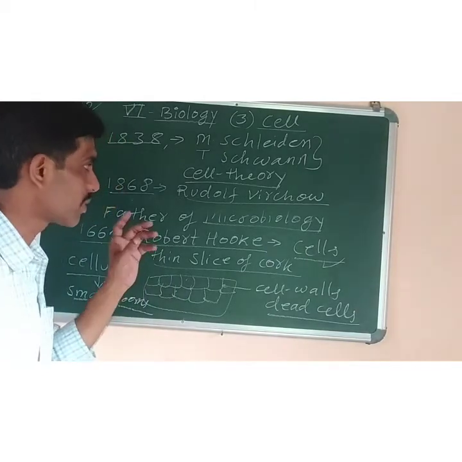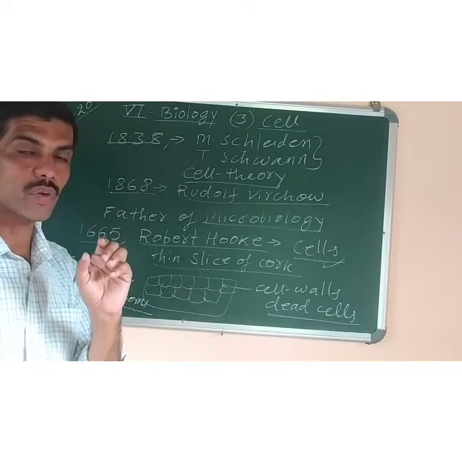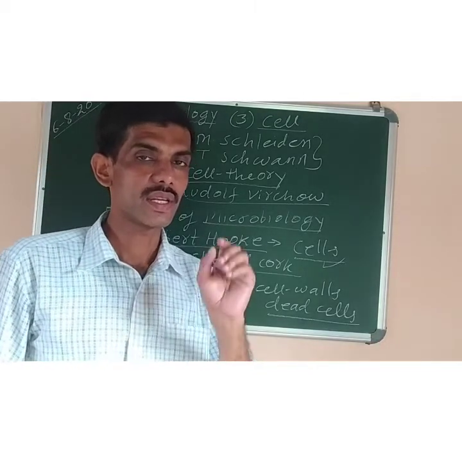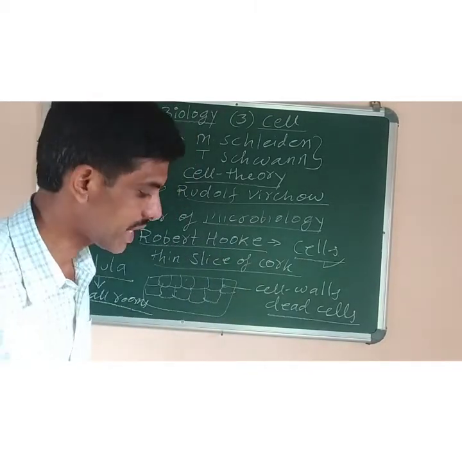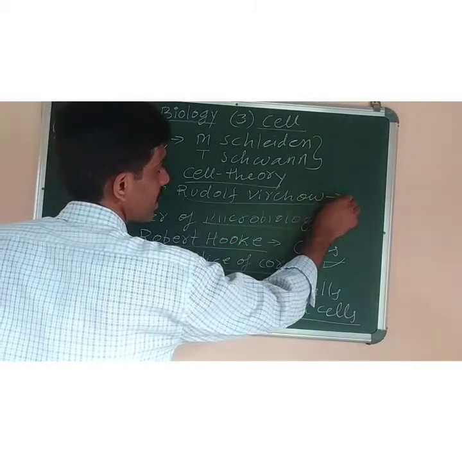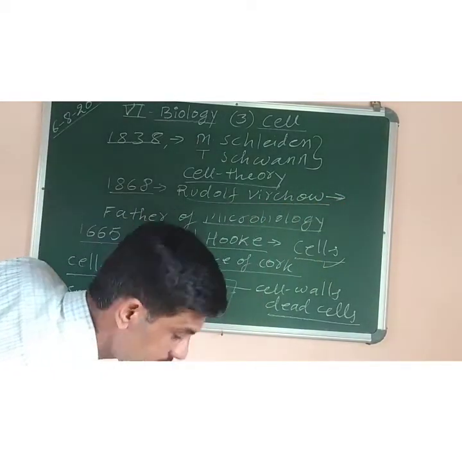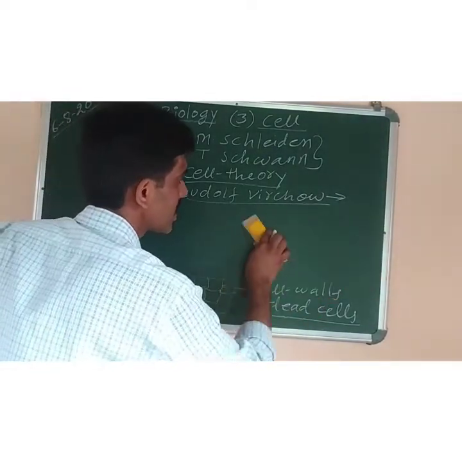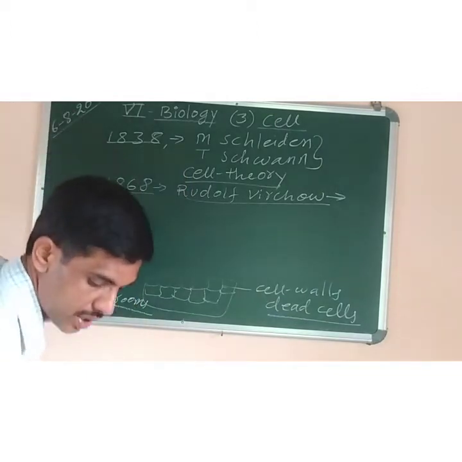From the Greek phrase, we say omnis cellula e cellula. The meaning is new cells arise from pre-existing cells. So, what did Rudolf Virchow say? He said that new cells arise from pre-existing cells. Means new cells are born from the old cells only.